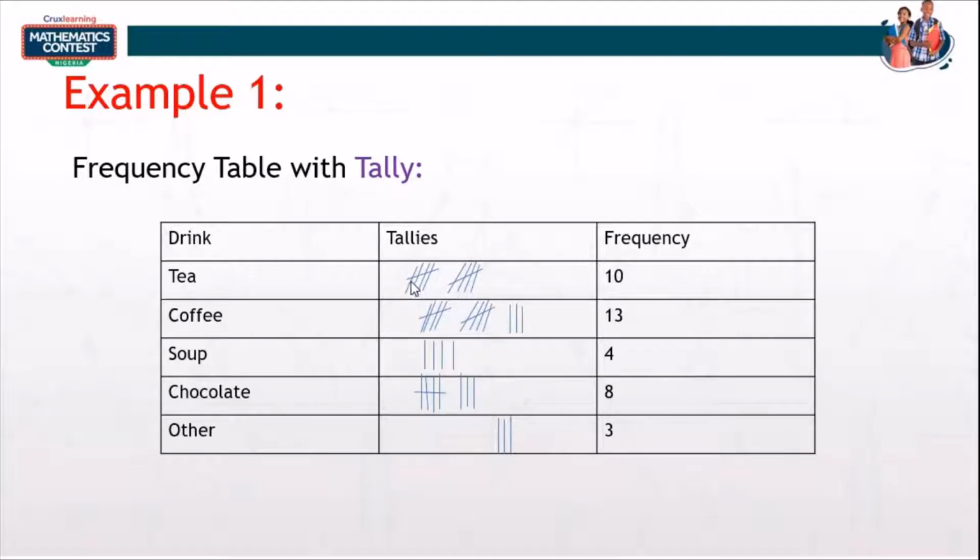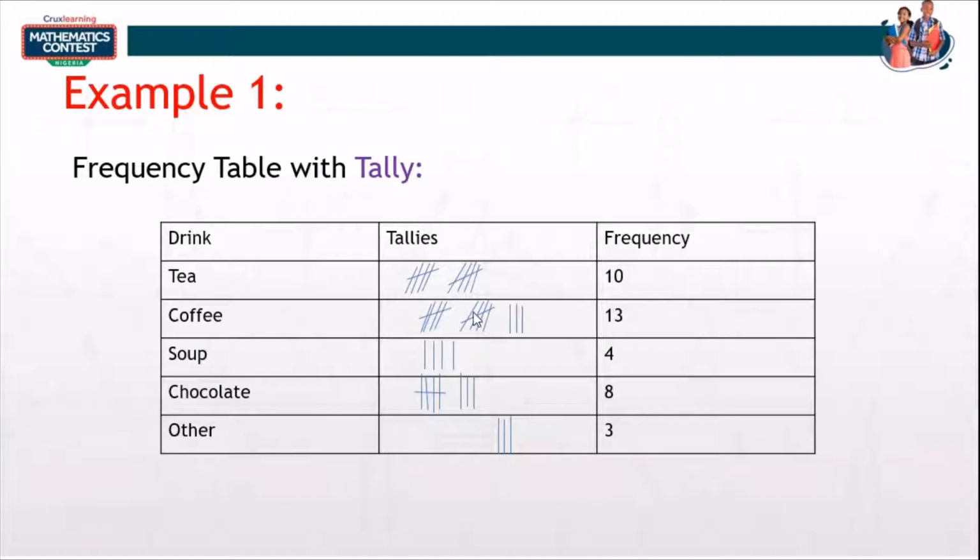You put your first stroke. When you have the fifth, you cross the 4 strokes. So for 10 I have 1, 2, 3, 4. The fifth one will just cross these 4. Then I have 6, 7, 8, 9. The fifth one will also cross, so I have 10 of them.